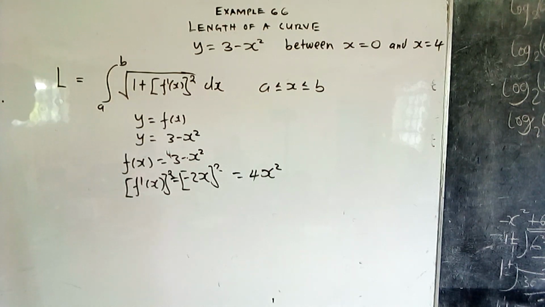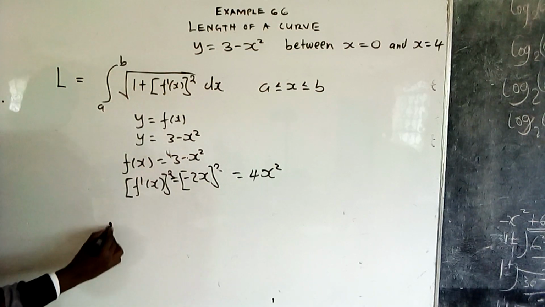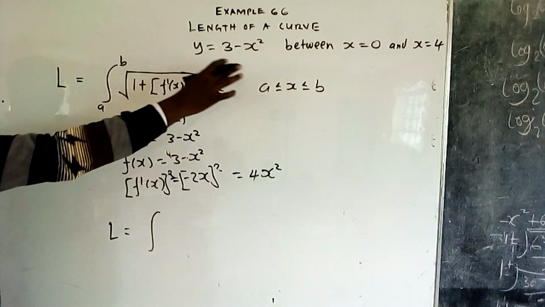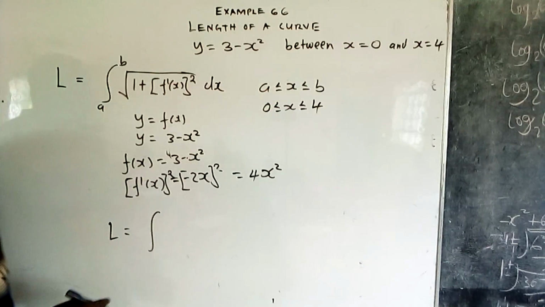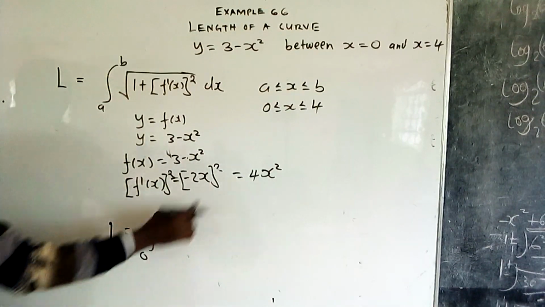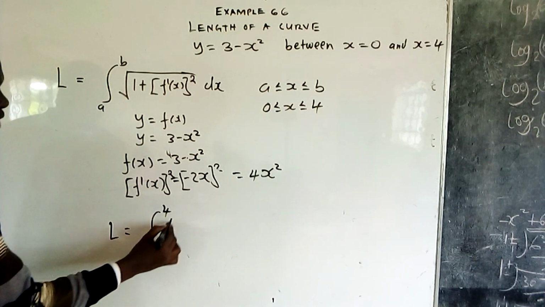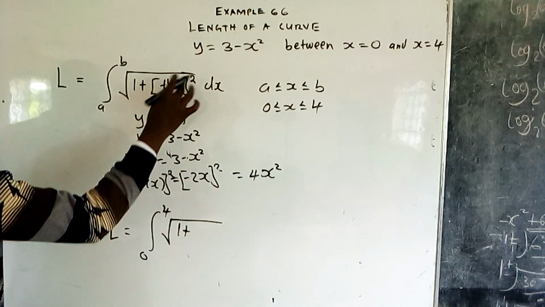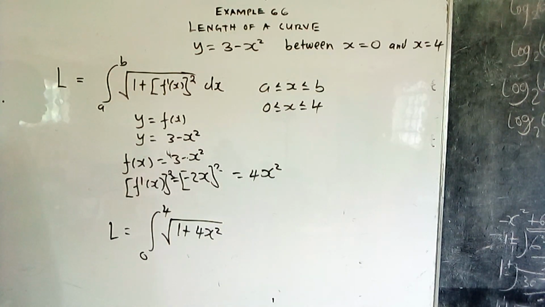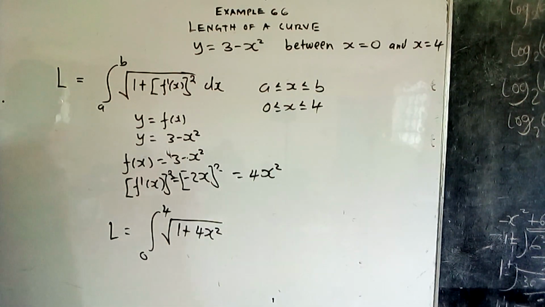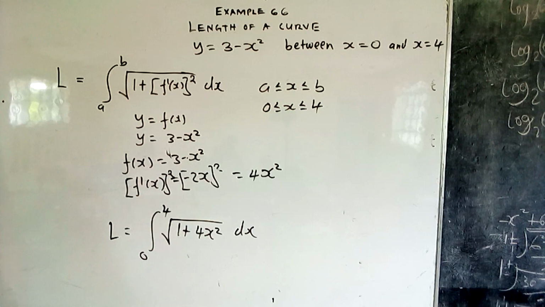So from there, you substitute it at that point. If you substitute it, what do we get? We find that the length of the curve is given by the integral from a to b. We were told x is between 0 and 4, so our a is 0. We are integrating from 0 to 4 the square root of 1 plus f prime of x squared, which we found to be 4x squared, dx.